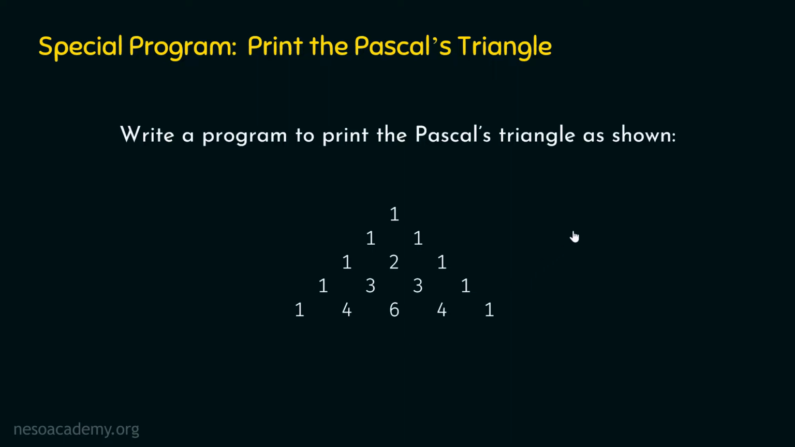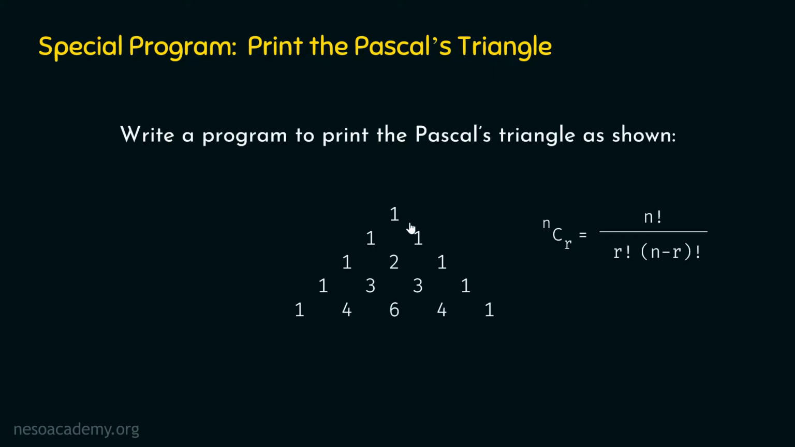This is how the formula looks like. NCR is equal to n factorial divided by R factorial into n minus R factorial. This is the formula of NCR, and we can obtain each value of this Pascal's triangle from this formula. How? Here we need to replace n by the row number and R by the column number. This is what we can do.